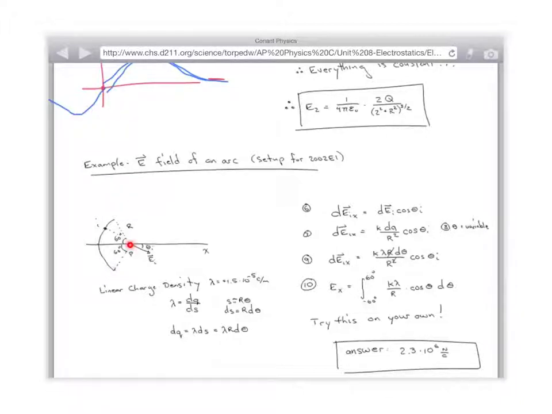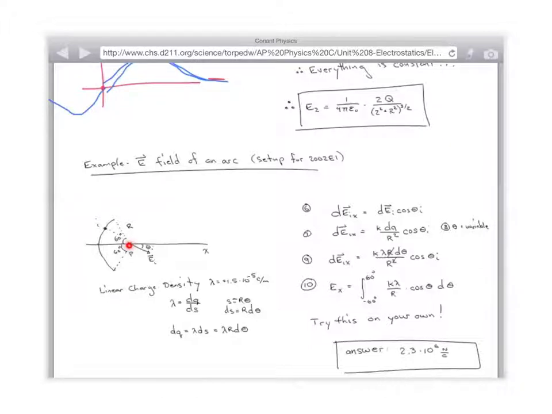If I say center of curvature for an arc, do you know what I'm talking about? All circular arcs have a center of curvature, so that is at the center of that arc. I want to know the field at that point. Which way does it point, assuming this is all positive? It's got to point directly to the right. So I'm interested in the field that points to the right at point P.